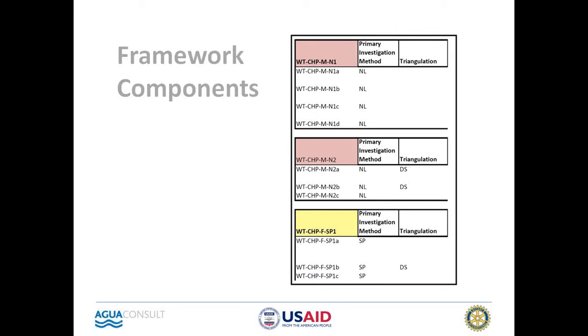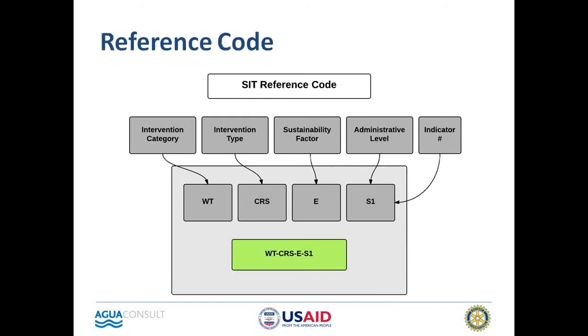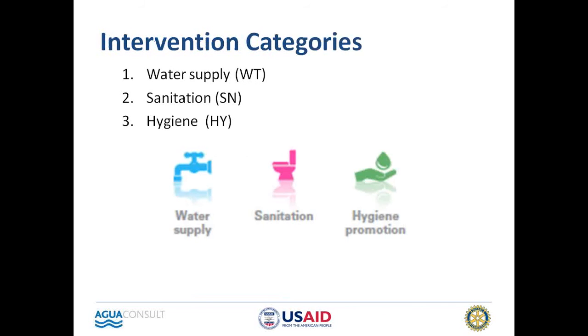So let's talk a little bit more about the specific components of the framework. Each of the specific rows in the framework files has a reference code, and this is used to keep track of the indicators and sub-indicators and questions as you create specific questionnaires or surveys from the framework files. So I'll now go into detail explaining what the different components of this reference code mean.